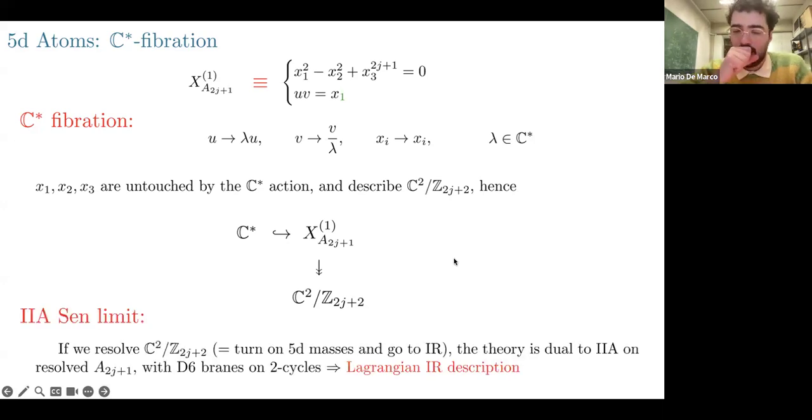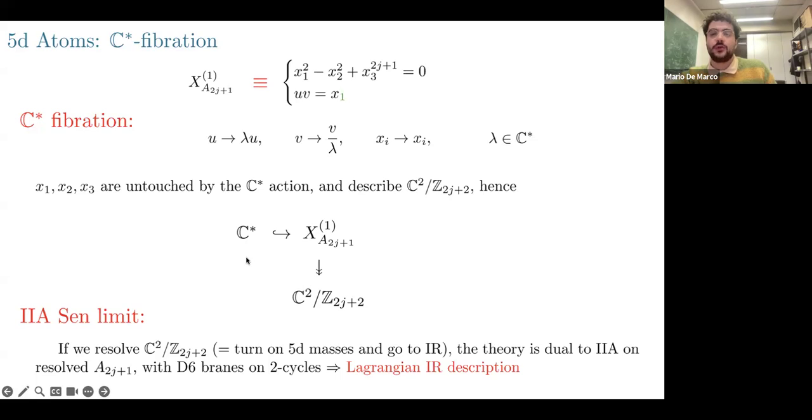Now, this is good news, because whenever we have a C-star fibration, there exists what is called the type IIA limit. So we can take a small value for the string coupling, and reduce along this C-star in order to get type IIA on a certain Calabi-Yau twofold fibered over a real line with some D6 branes wrapped on some 2-cycles of this Calabi-Yau twofold. The point is that this limit is well understood when the base of this C-star fibration, which eventually will be the type IIA geometry, is smooth.